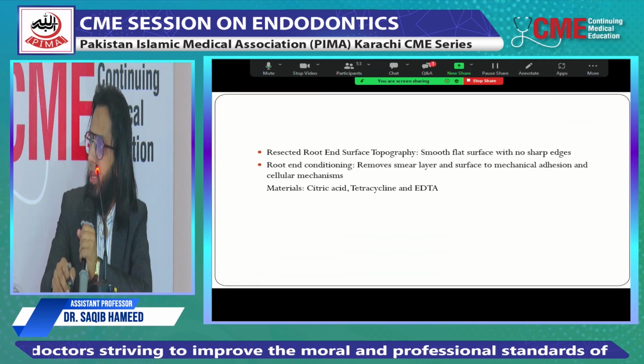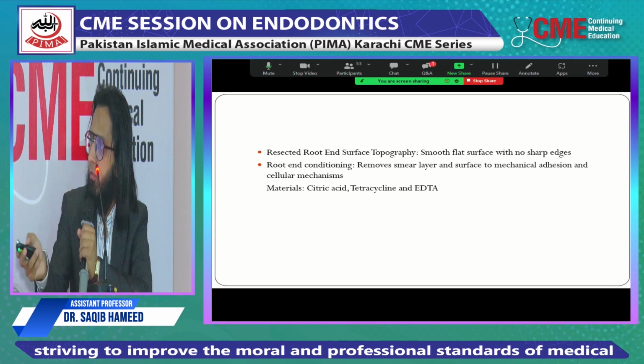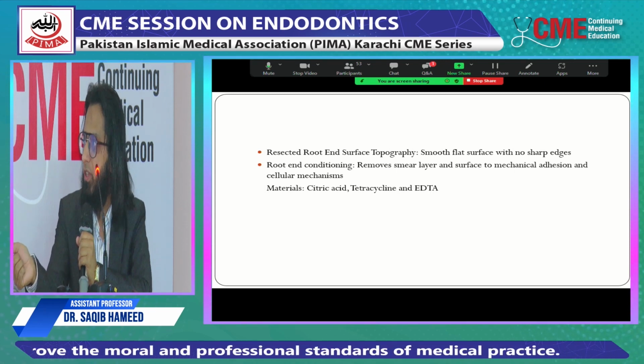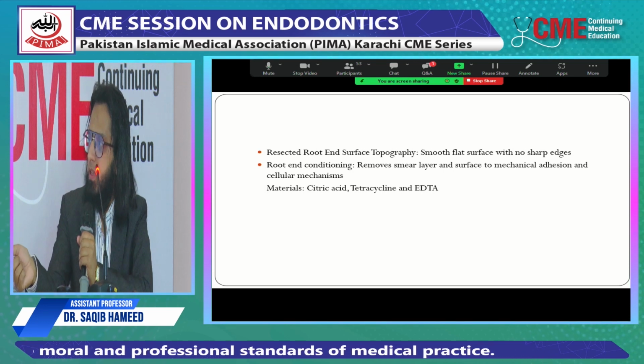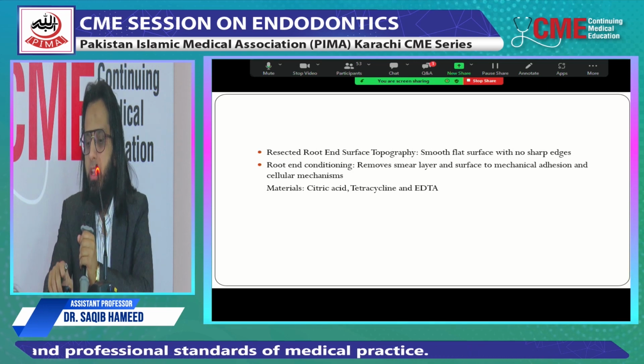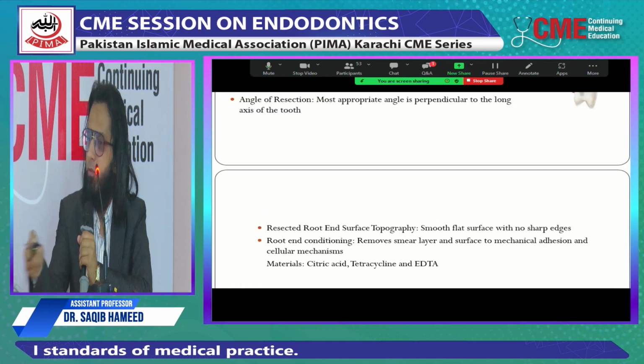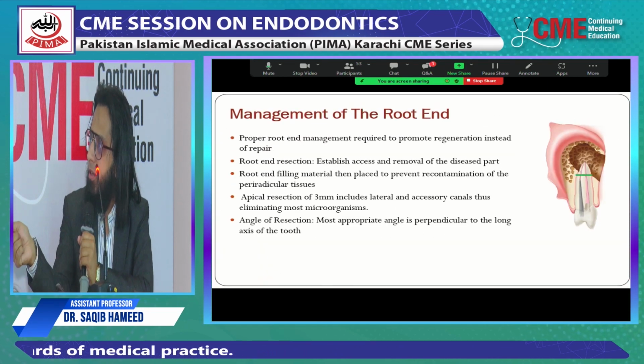Root end being dissected, then what do we do with the root? We do root end conditioning. We have to remove the small layer from the root surface. And what do we use? Citric acid or tetracycline or EDTA. This is just to remove it because we have to seal this area, right?